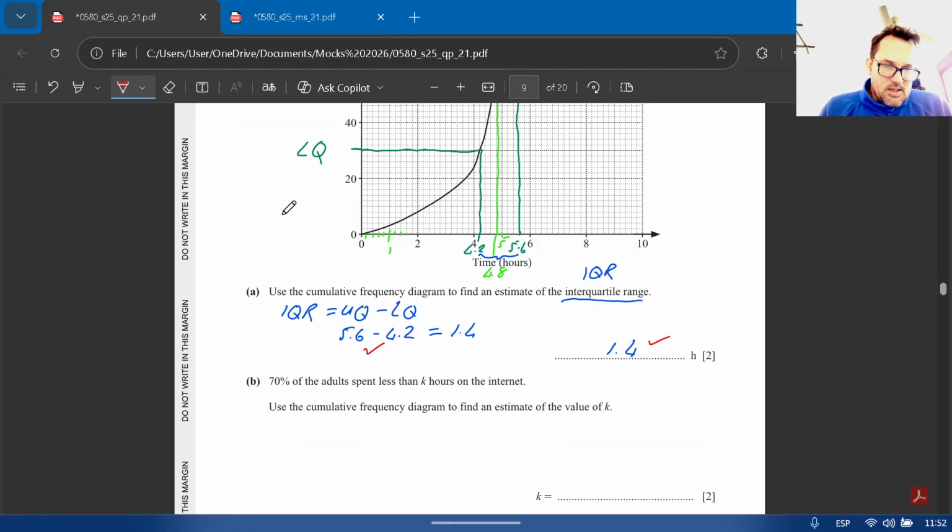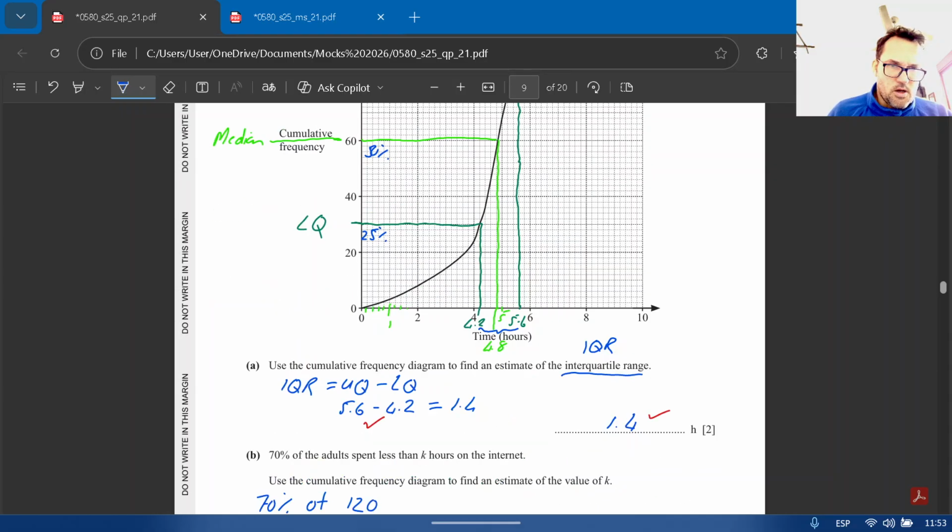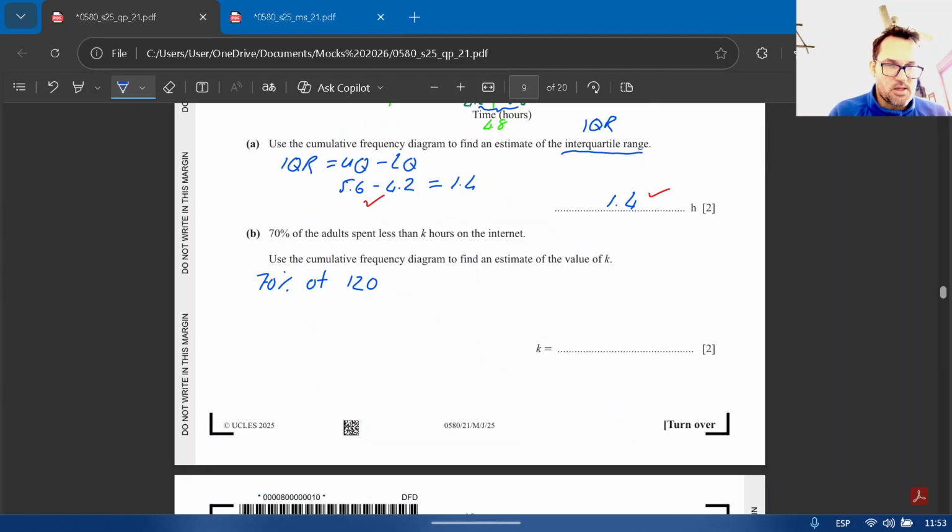Now, 70% spent less than K hours on the internet. Use the cumulative frequency diagram to find an estimate of the value of K. So, 70% of 120 adults. Remember, so there's 120. Remember, the lower quartile was 25%, the median was 50%, and the upper quartile 75%. So we have to estimate, it should be around about here. But how do we get exactly 70% of 120?